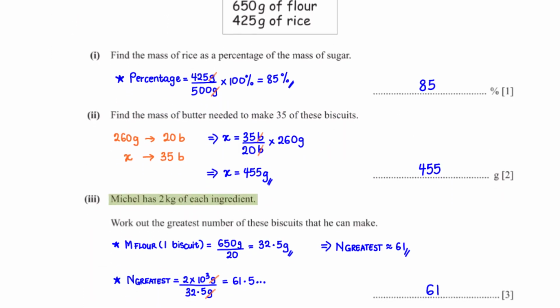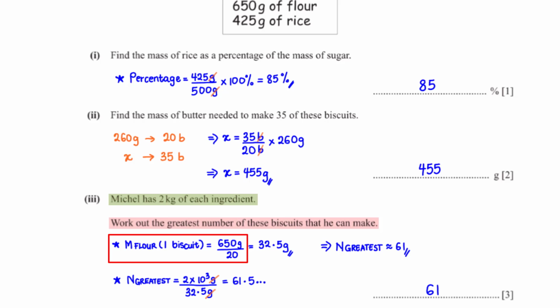Michelle has 2 kilograms of each ingredient. Work out the greatest number of these biscuits that he can make. The flour is the ingredient with the greatest mass to make a biscuit. This means the flour is the limiting ingredient, which would help us determine the highest number of biscuits Michelle can make. So first, we need to find the mass of flour required to make one biscuit.